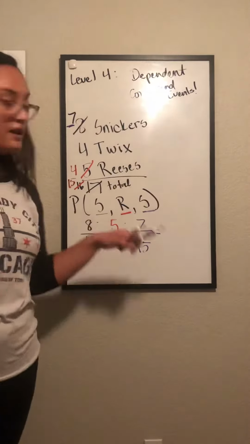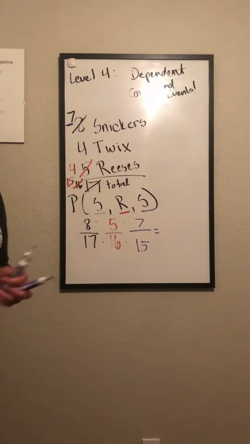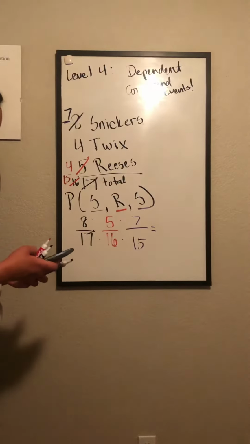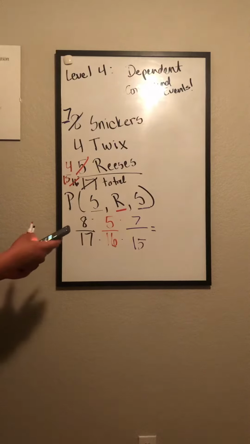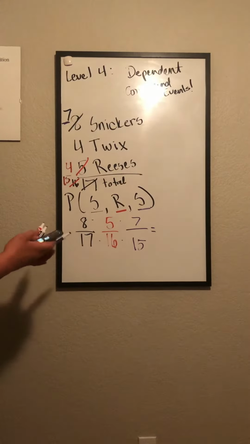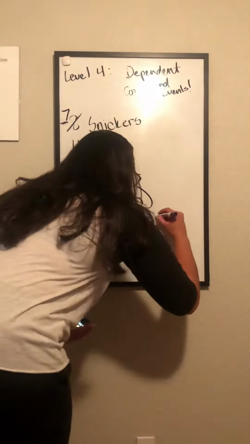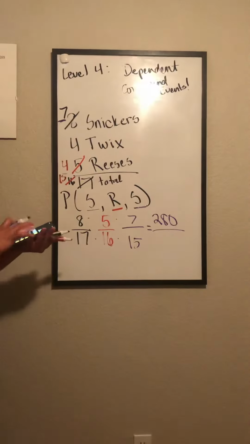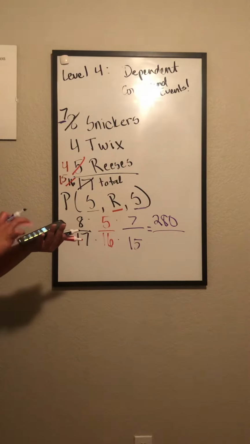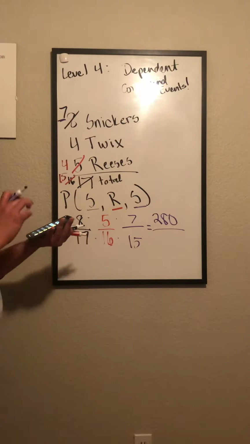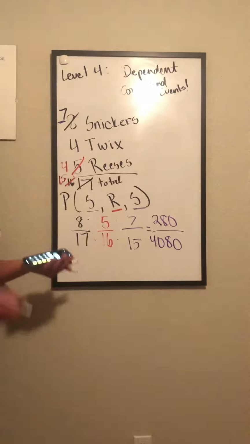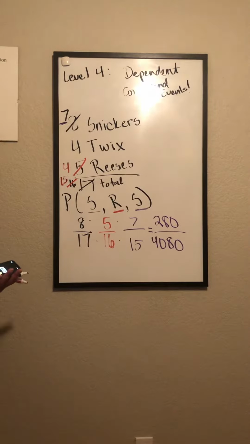So 8 times 5 times 7. I'm pretty sure it's... let me just not mess up. How about that? 8 times 5 times 7. Yeah, 280. So it's 280. And then I'm multiplying these 3 numbers together, which I can't tell you what it is. 17 times 16 times 15. A big old 4080. Alright. You can go ahead and reduce that, but that's going to kind of be the end there.